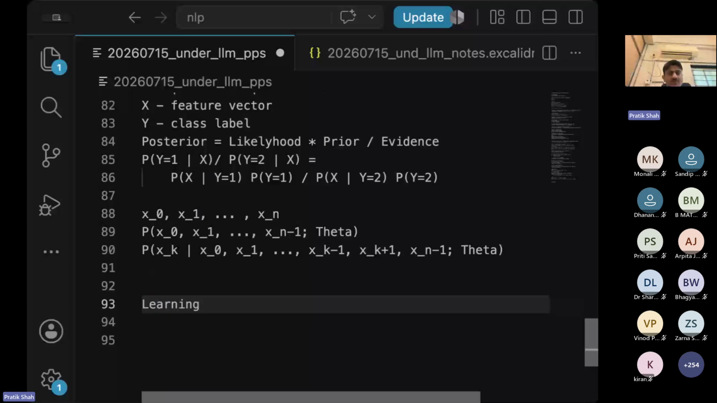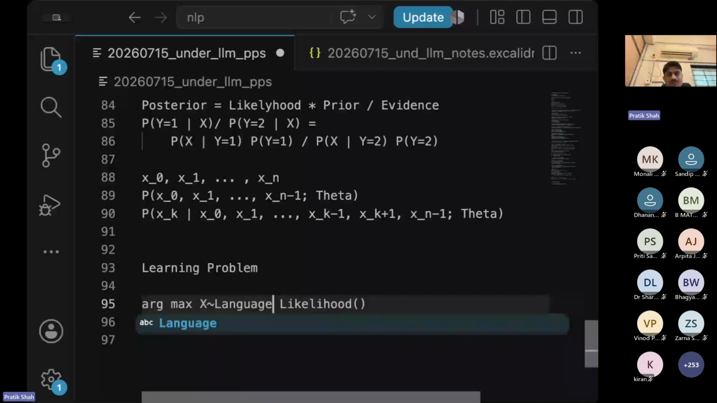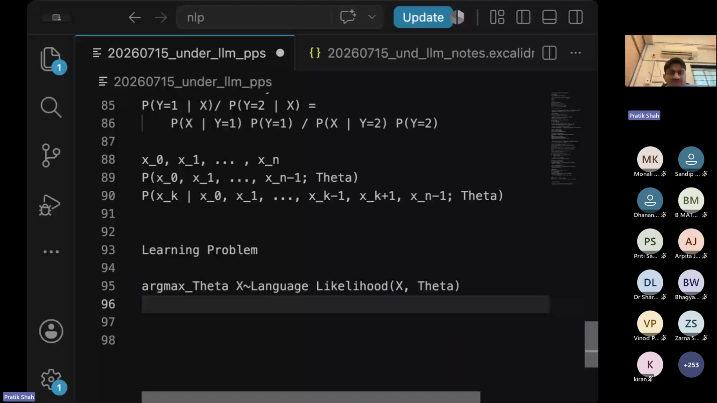Learning problem is argument maximum, likelihood over all possible text sequences. Let's call them X of the language. So find out that particular theta, that tuning of the parameters theta, so that maybe likelihood will be multiplied together.